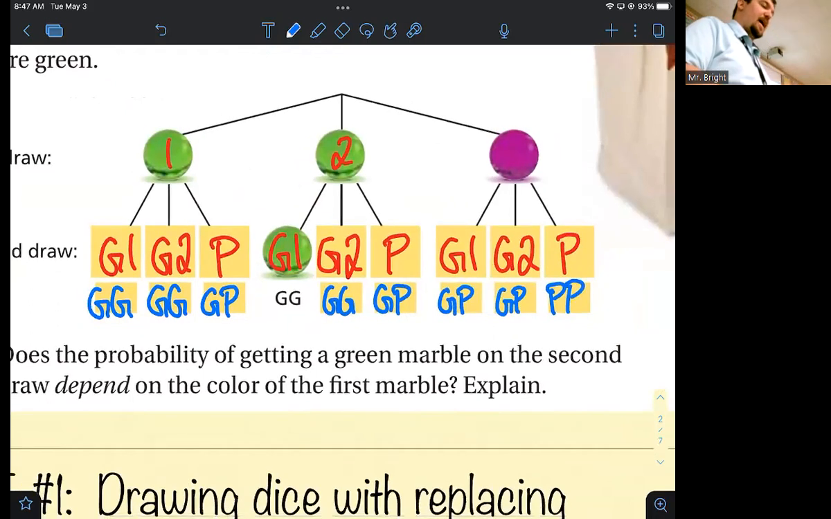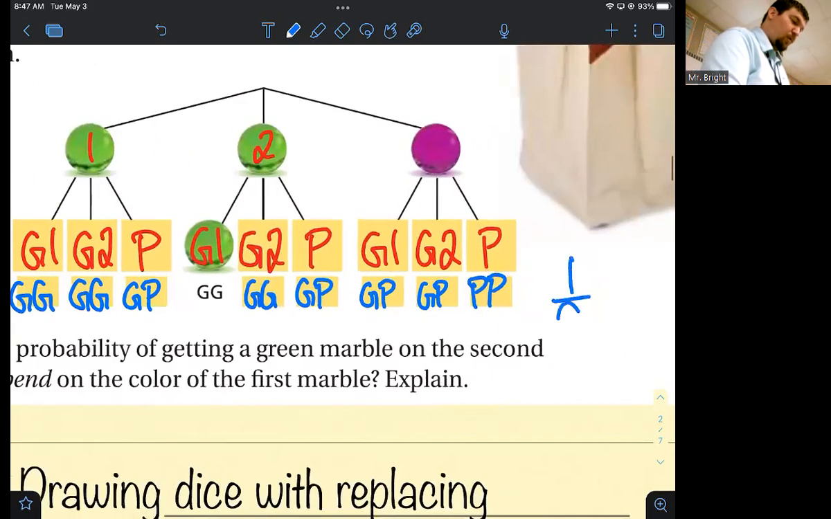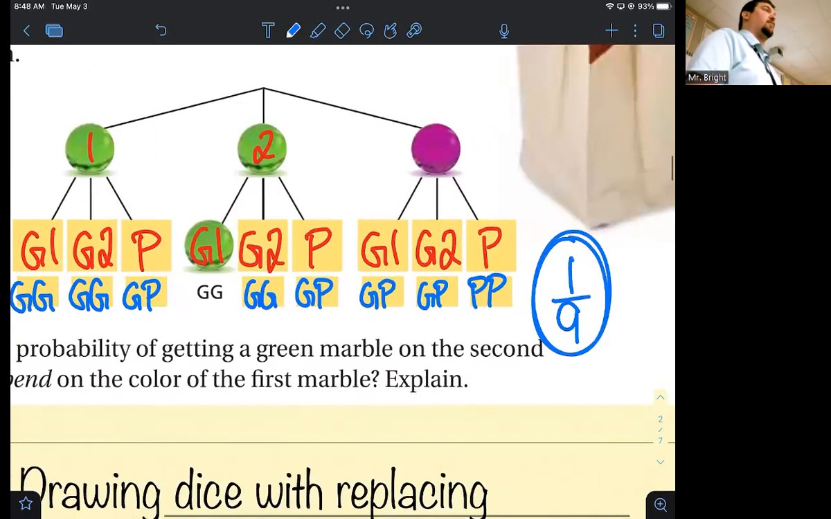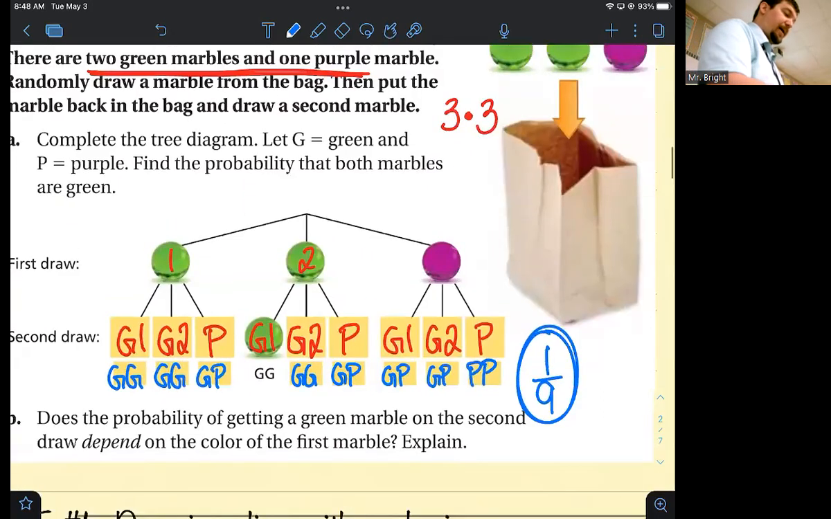So of the 9 different ways that you could draw out these marbles, what's the probability that you're going to get both purple? According to the tree diagram, how many branches say PP? 1 out of 9. And if you want to confirm that, you could go all the way back up to here.